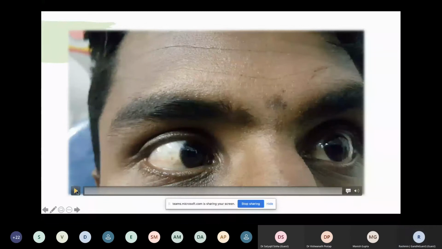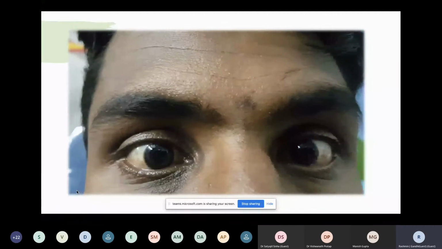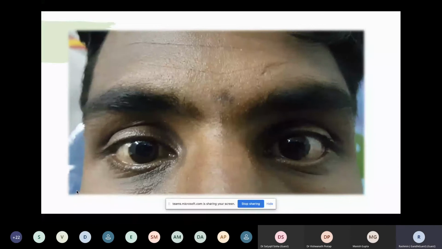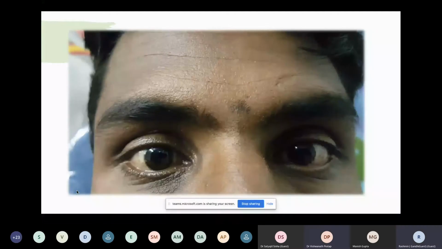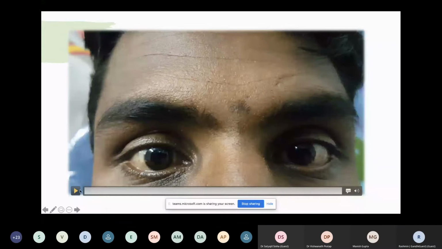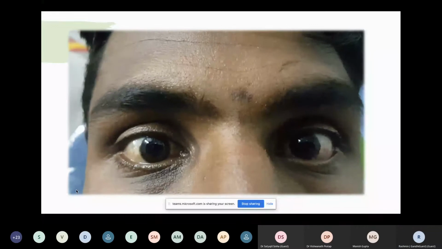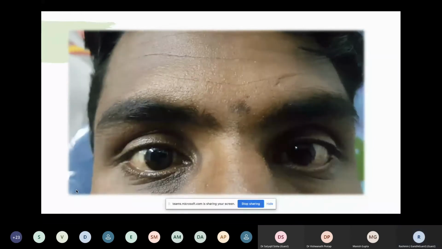Now let's see what you are able to find in this gentleman. One of you can describe, once you have seen the video. This is the patient looking to the right. And now the patient looking to the left. What did you see? You want me to play the video again? Patient looking to the right. And this is the patient looking to the left. Both have limitation of abduction.